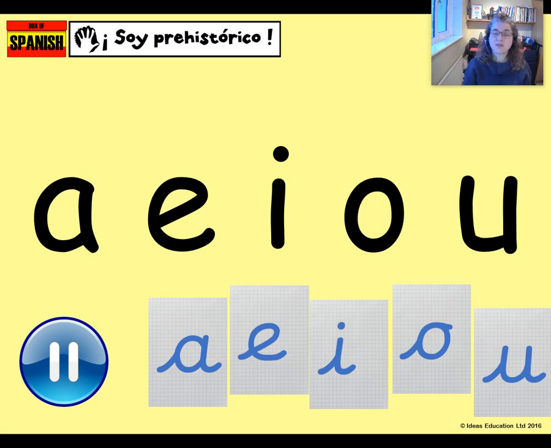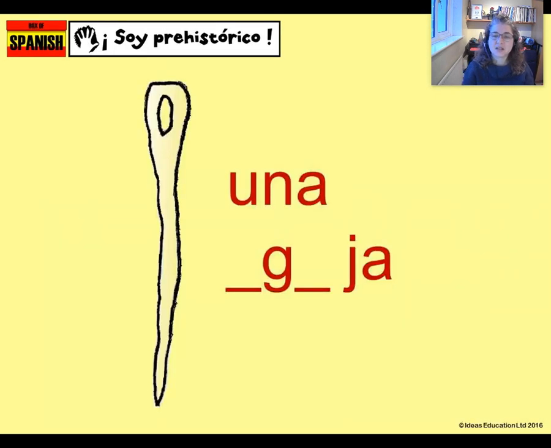So, do you have your vowel cards in front of you? Are they in order? A, E, I, O, U. Now it's time to use them. You're going to see some new Spanish words with the vowels missing. You need to listen really, really carefully and hold up the vowels that you think you need to put into the spaces in the word. Here's the first one.